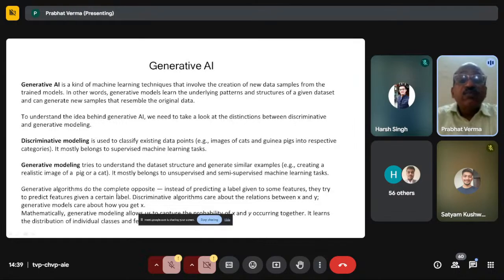So generative algorithms do the complete opposite. Instead of predicting a label from the features, they do the opposite. That is, they try to predict the features given a label. So discriminative algorithms care about the relationship between X and Y, while generative models care about how you get X.